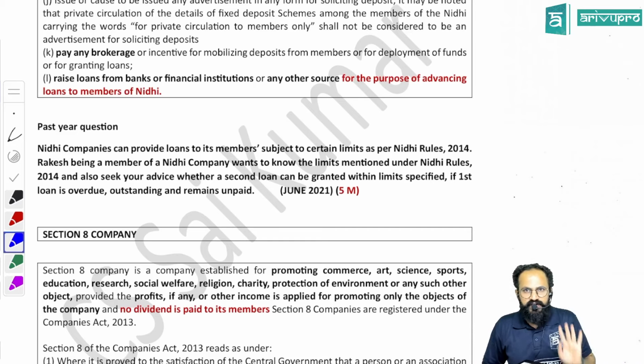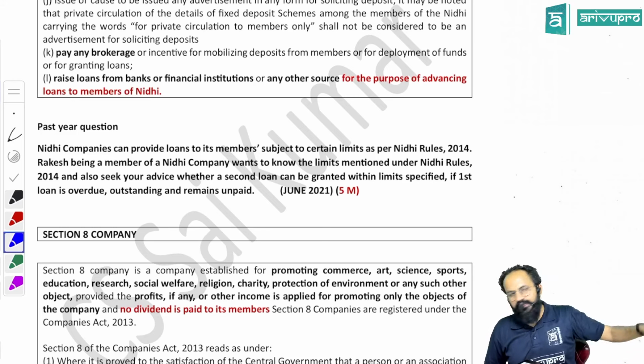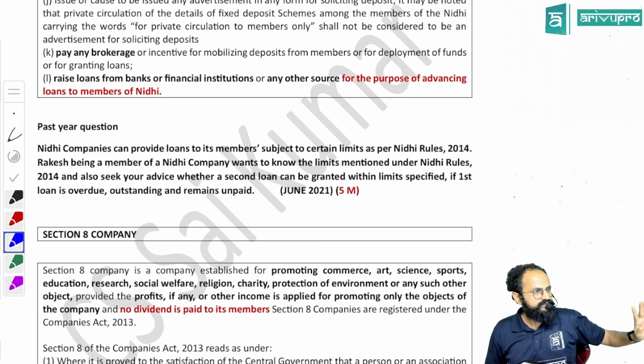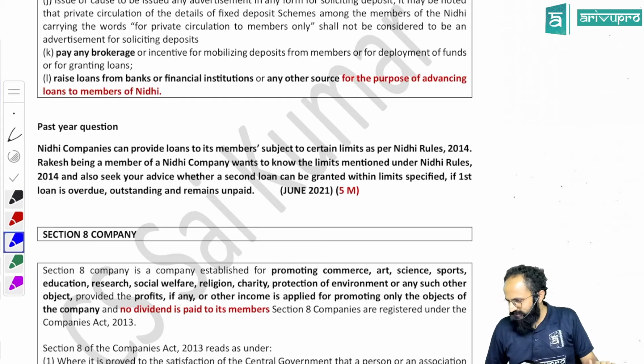Correct, yes. Based upon the total number of deposits, you can get up to 2 lakh rupees. Okay, yeah. Then go for a break.